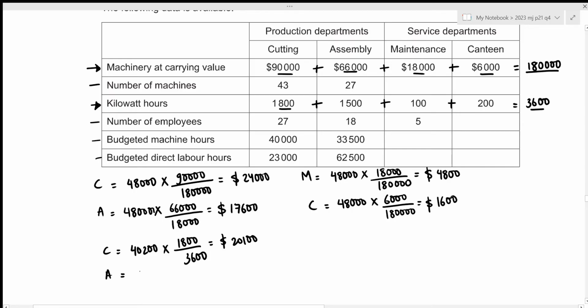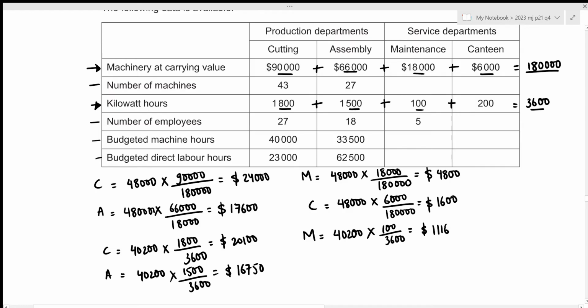Now for assembly department, that will be 40,200 multiplied by 1,500 divided by the total. And this results in the value of 16,750. Now for maintenance department, again that will be 40,200 multiplied by 100 out of the total of 3,600. And this results in the value of 1,116.67. For our ease of calculation, we can just round it off to 1,117.